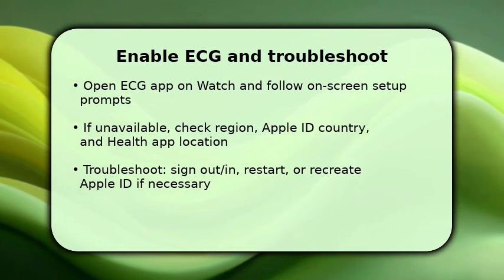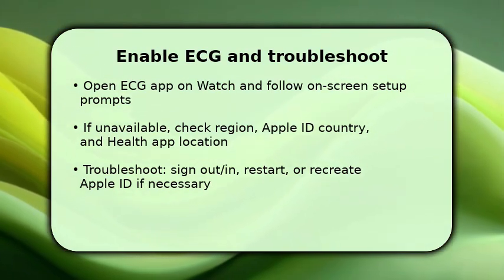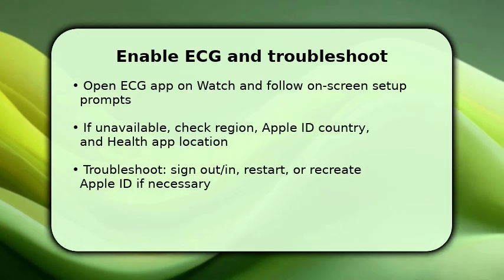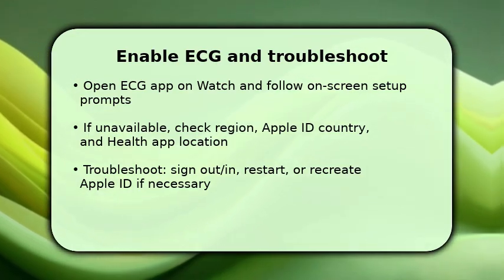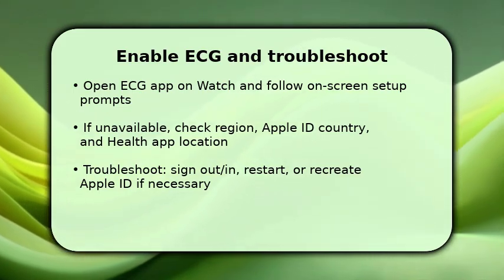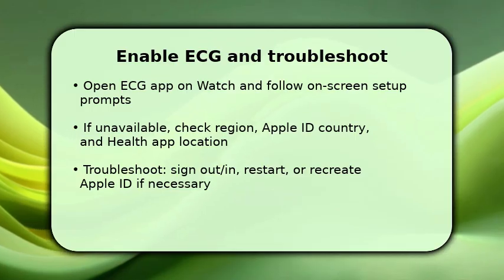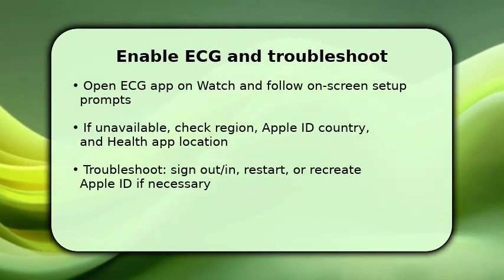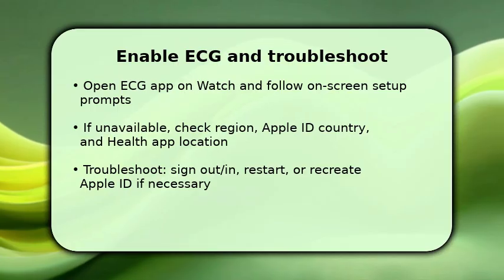On the Apple Watch, open the ECG app and follow the guided setup. The iPhone Health app may request additional details like region and birth date. Complete those. If the app still shows unavailable, make sure the iPhone's region and your Apple ID country match a supported nation, then sign out and sign back in to refresh entitlements.